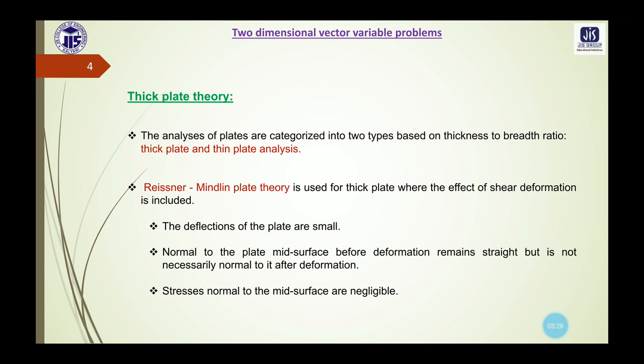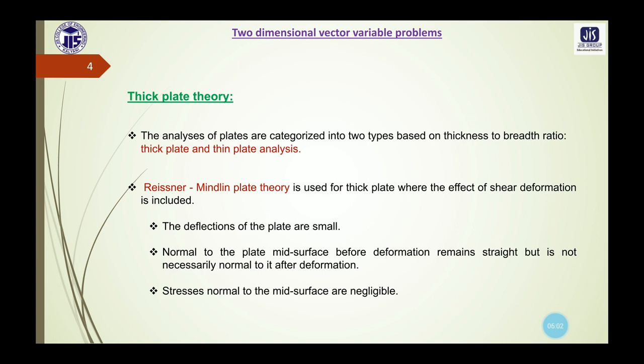So in the last lecture, we discussed the thin plate theory in detail, and we have seen that if the thickness to width ratio, the thickness to breadth ratio of the plate is less than 0.1 and the maximum deflection is less than 1/10 of thickness, in that case the plate is classified as a thin plate. And Kirchhoff's plate theory regarding its three different assumptions was discussed in detail in the last lecture.